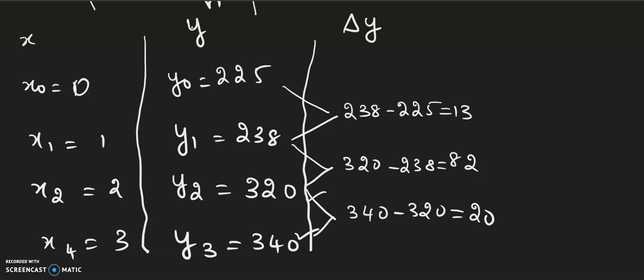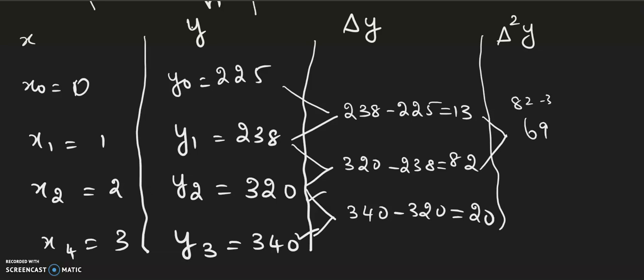Then the second difference is del square y. So 82 minus 13, let me write the answers directly. 82 minus 13, so we got 69, and here 20 minus 82. If you notice there is a negative sign, so please be careful. So the value is minus 62. So you have minus 62 and 69.